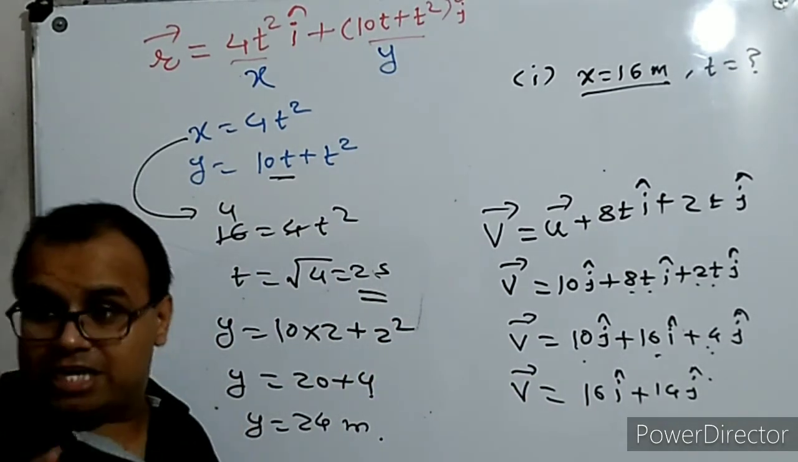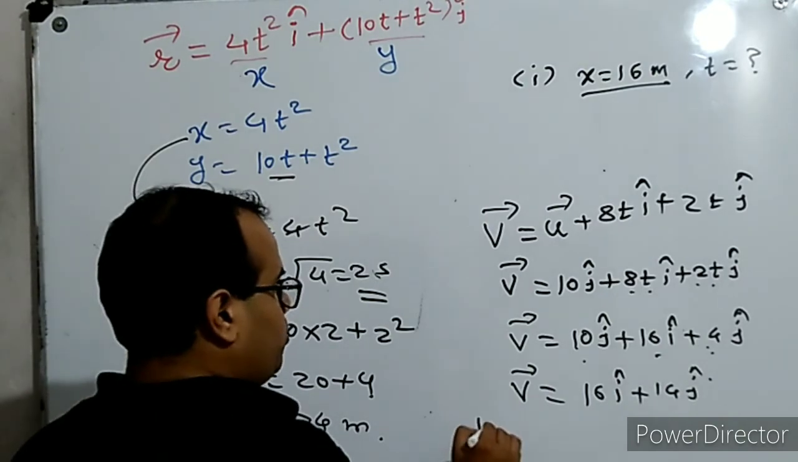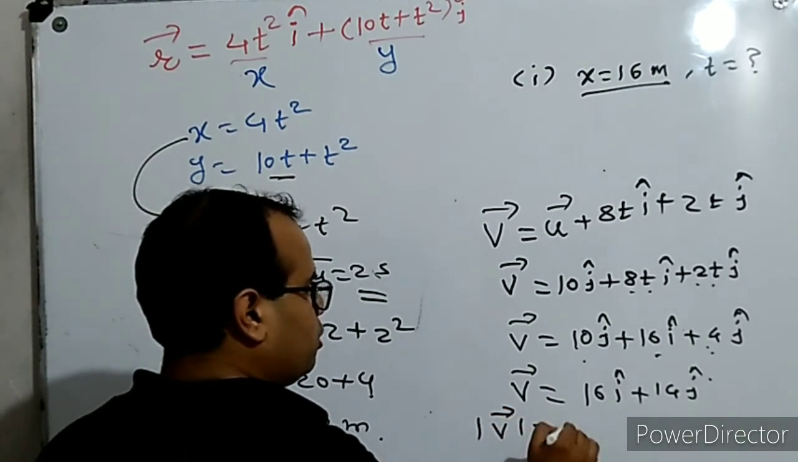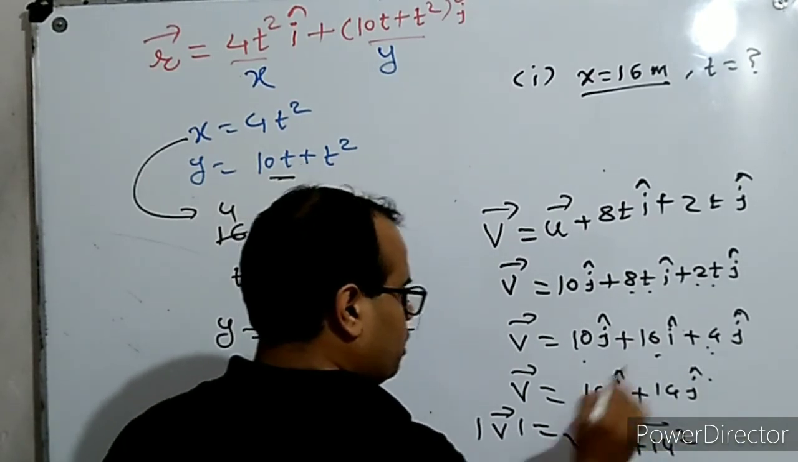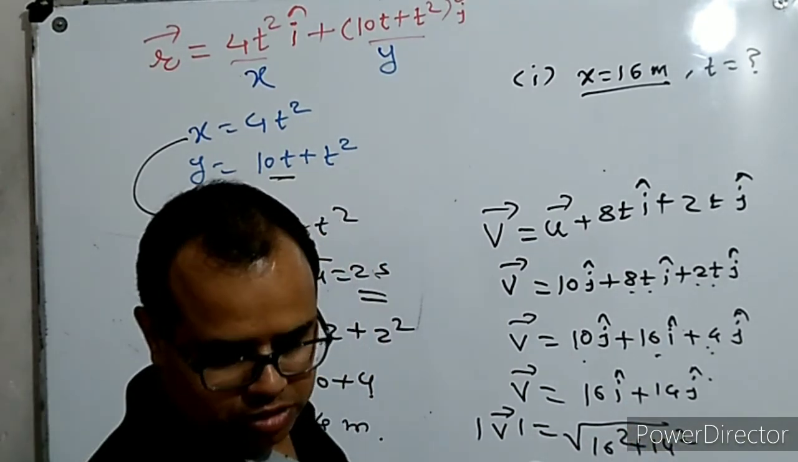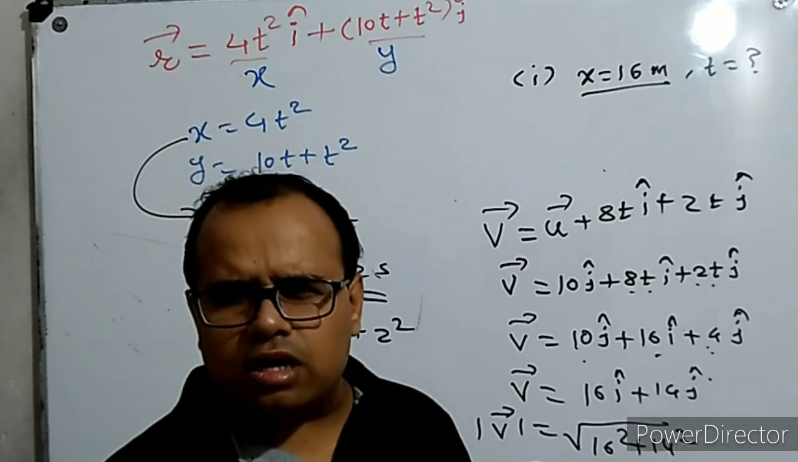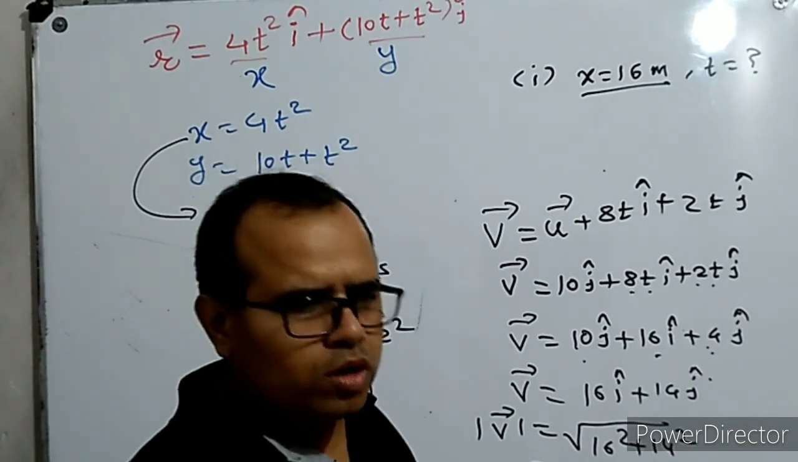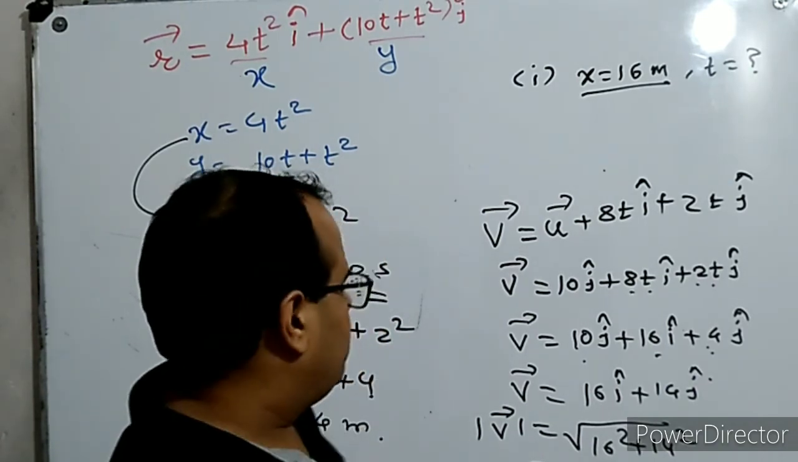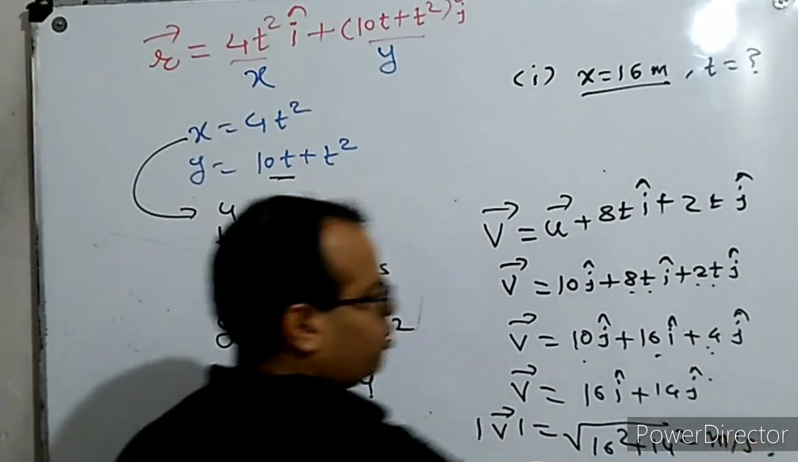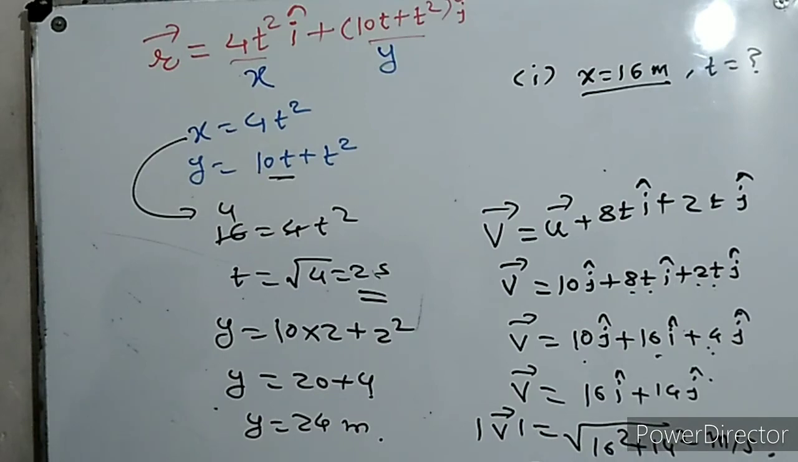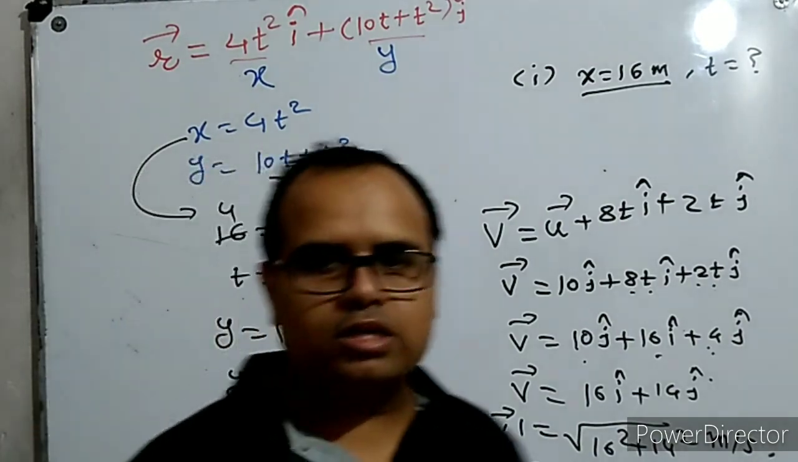What is our speed? For that you have to find the magnitude of the velocity, and the magnitude of the velocity is root of 16 square plus 14 square. 16 square is 256, 14 square is 196, and you can add that and solve. That will be in meter per second. Okay, so you can solve this yourself. Now I hope it is clear to you.